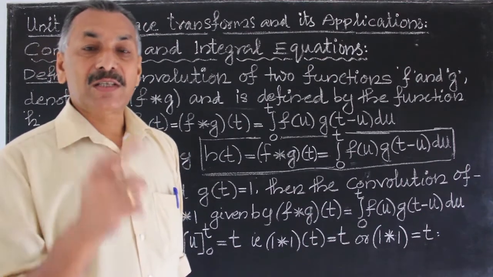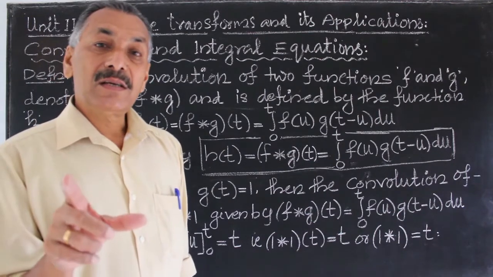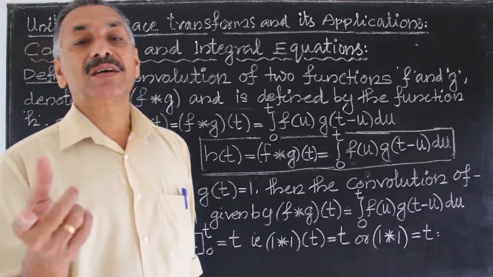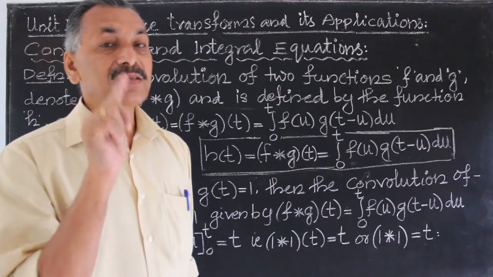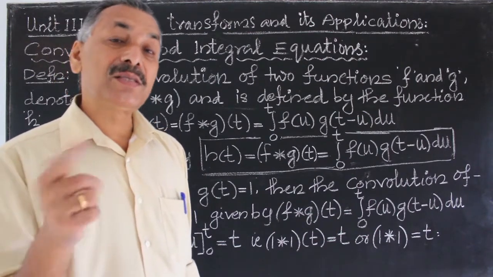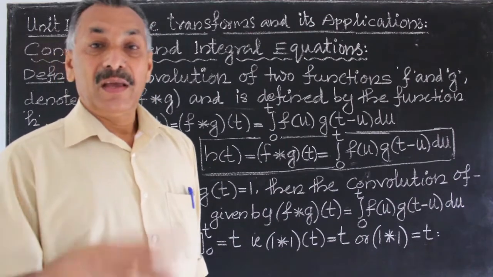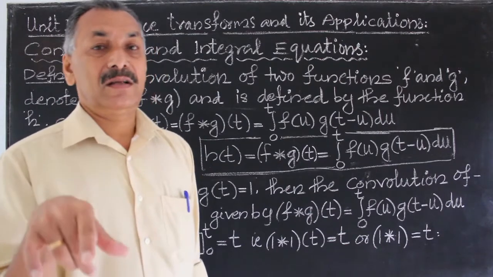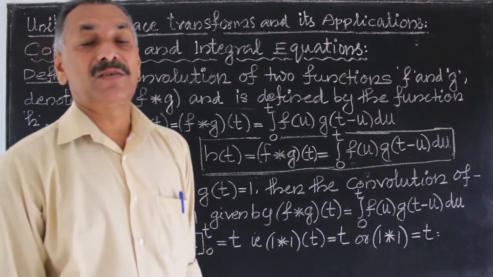The first one is their sum, f plus g. For the sum of the functions f and g, f plus g is also a function. That f plus g is defined by (f plus g) of t is equal to f of t plus g of t. F minus g, the difference between them, is defined by (f minus g) of t is equal to f of t minus g of t.